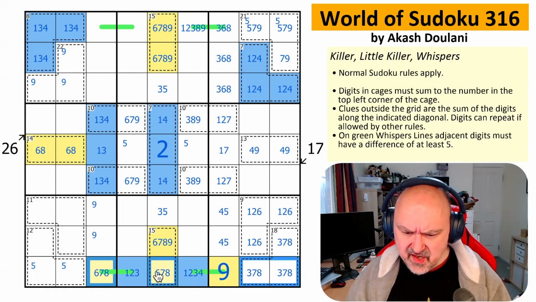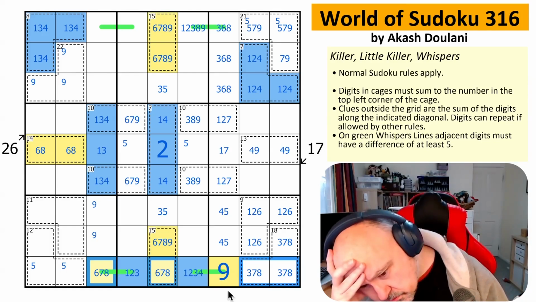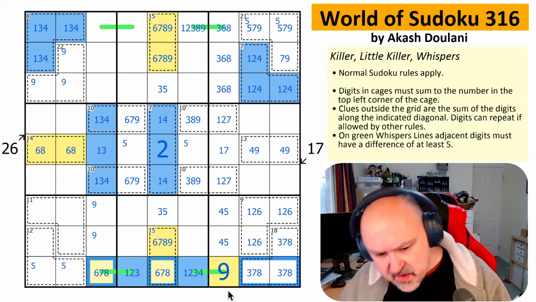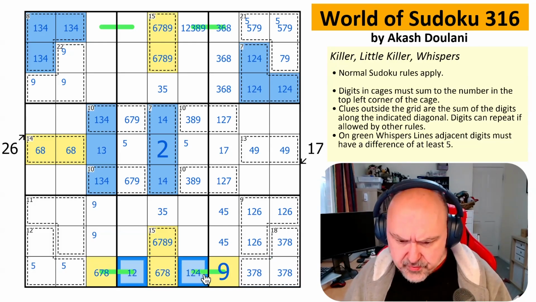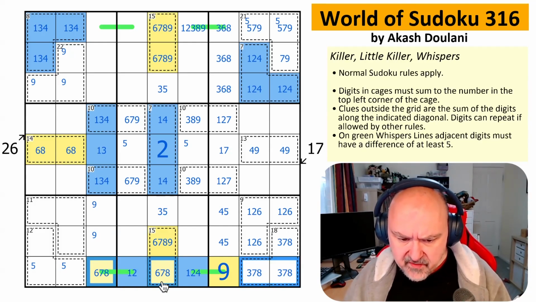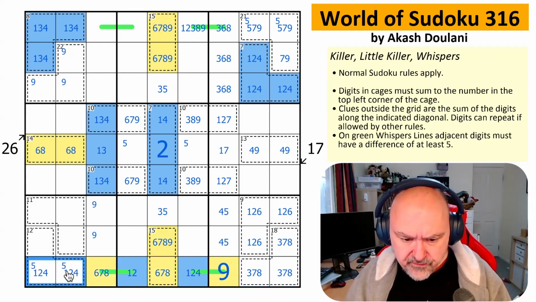Three, 6, 7, 8. That's a quad. So I can't put 3 in there because 3, 6, 7, and 8 is a quad. So what have I got left? 1, 2, 4, and 5. So these are from 1, 2, 4, 5.